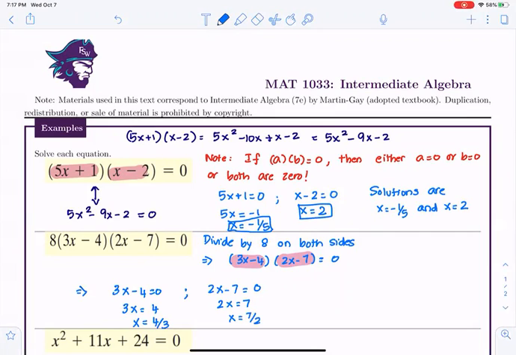So the solution, x is equal to 4 over 3, comma 7 over 2. People also tend to write it as a set. So you may see something written as 4 over 3, comma 7 over 2.